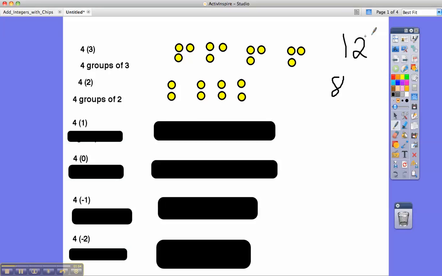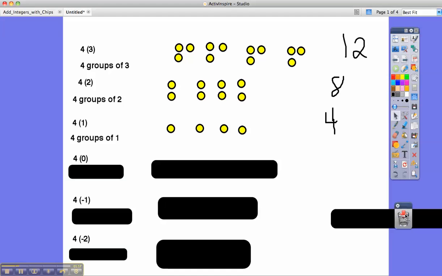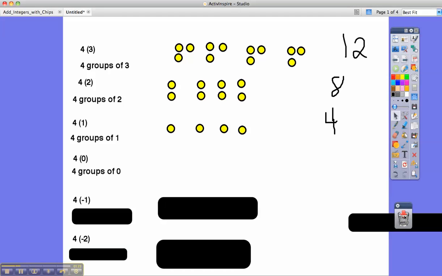We would guess that our next pattern, notice this is going down by 4, would be 4. So if we do 4 times 1, we'd have 4 groups of 1. That means we'd have 4 different groups, and 1 would be in each, and it is indeed 4. 4 times 0 then is 4 groups of 0, which means we have 4 groups, but there's nothing in them, so that is 0.